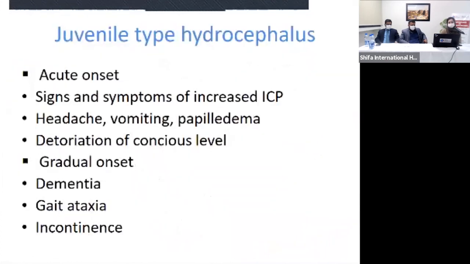Adult hydrocephalus, acutely, presents with signs and symptoms of increased intracranial pressure, such as headache, vomiting, papilledema, and deterioration of conscious level. Chronic hydrocephalus presents with dementia, gait ataxia, and urinary incontinence.